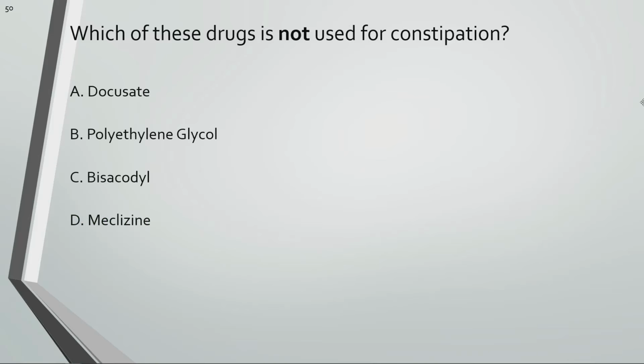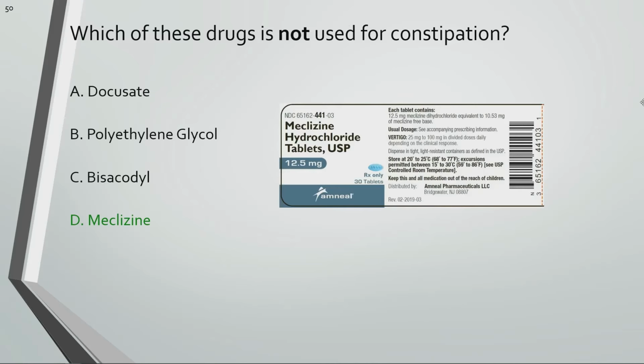Which of these drugs is not used for constipation? Meclizine is used for nausea, vomiting, and dizziness associated with motion sickness or vertigo. It is not indicated for constipation.